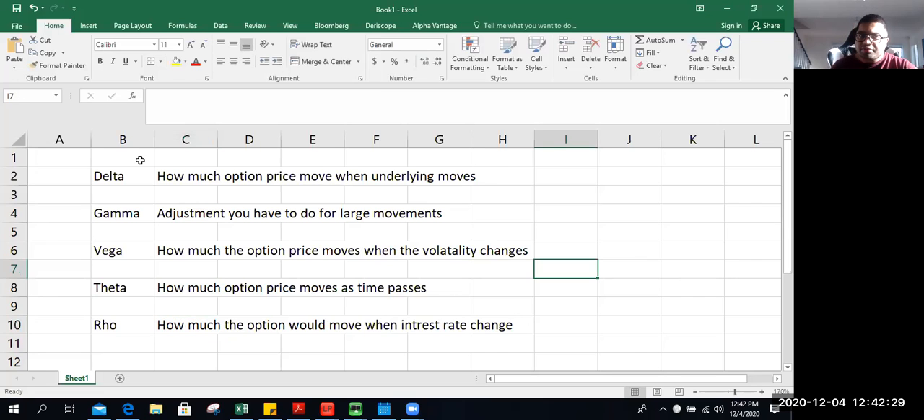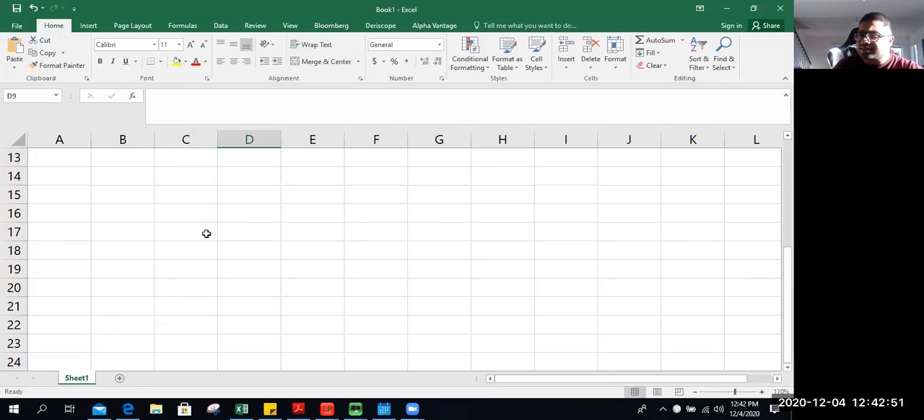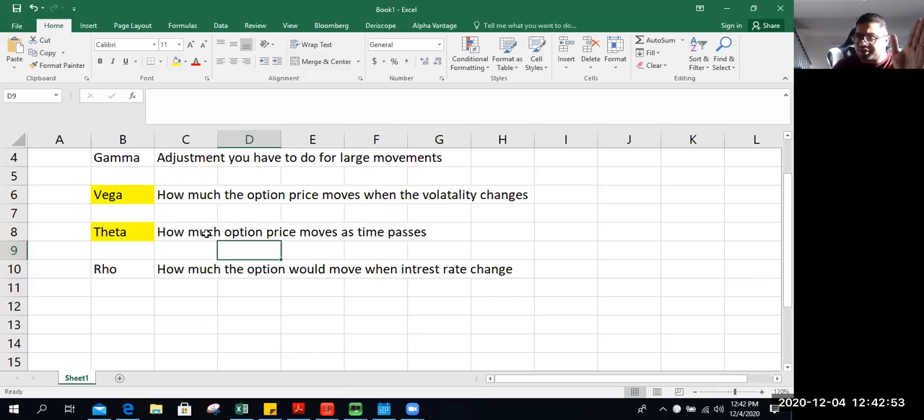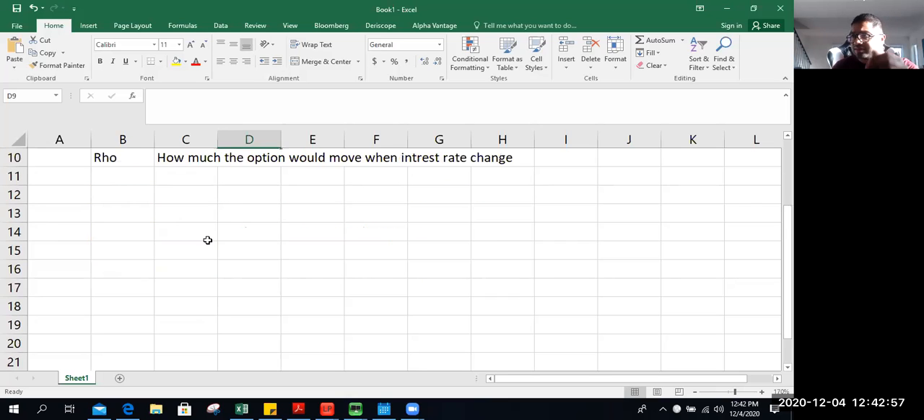Now in real life, we focus on delta, vega, and theta. Gamma and rho are very hard to factor into your model. So not many portfolio managers actually look at gamma and rho. Interest rates, if there is a big change, then you have to factor that in, but otherwise, it's not that focused on. So let's see various different positions and how much would be their delta.